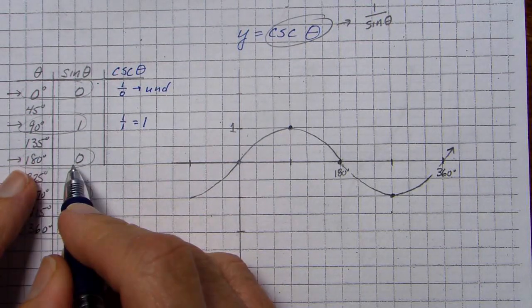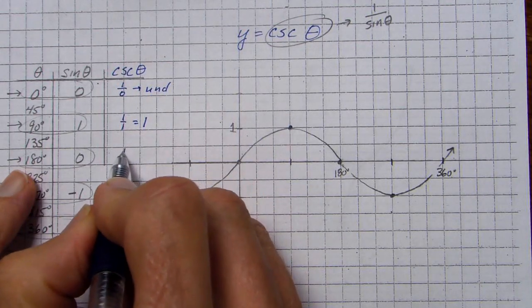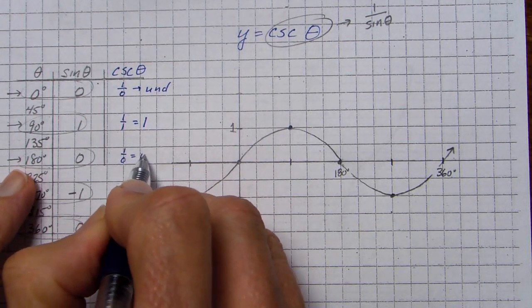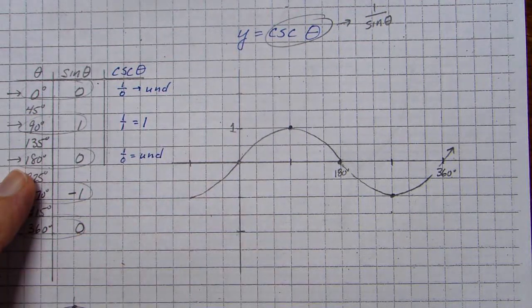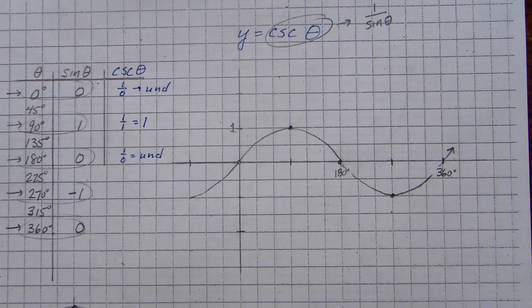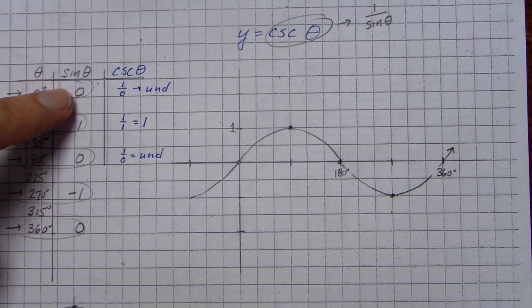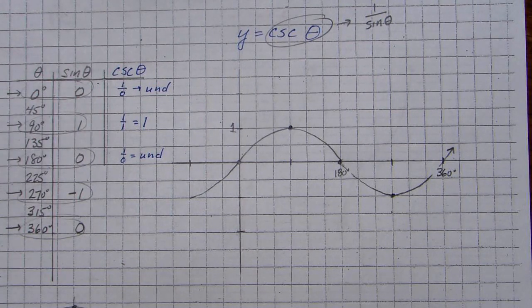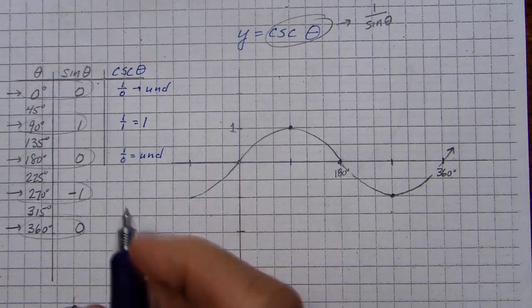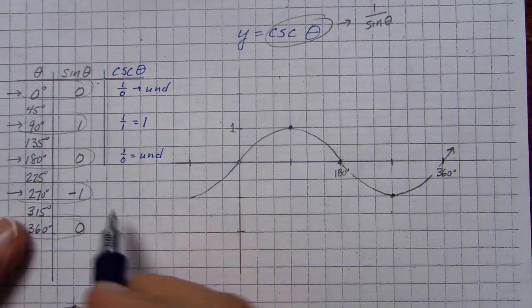At 180, the sine is 0. Well, 1 over 0, once again, is undefined. This is one of the things that happens with the reciprocal ratios, as you run into these undefined situations. Wherever sine is 0, cosecant is going to be undefined. If we were doing the cosine graph, wherever cosine is 0, secant is going to be undefined. So you have to be ready for the undefined situations.